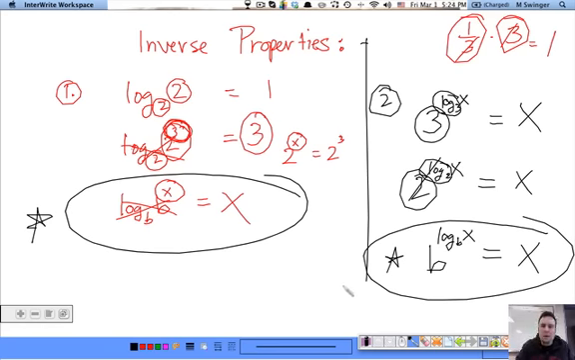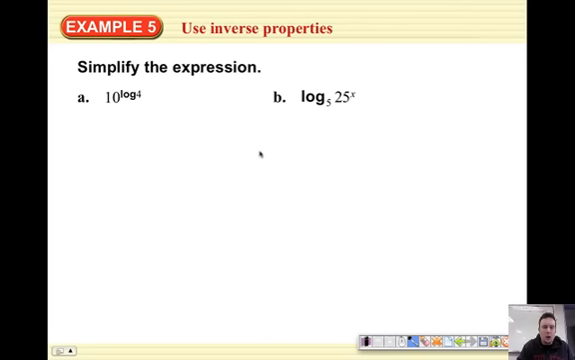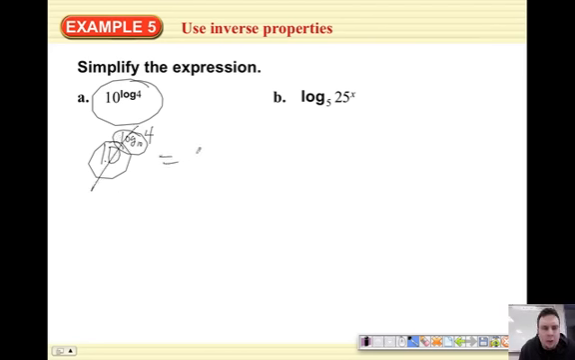Alright, here we go. 10 to the log of 4. Maybe it's easier to do the other one first. Log base 5 of 25, nah, it's easier with this one. What does this really mean? You don't see a base here, do you? This means log base 10. So this is 10 to the log base 10 of 4. Look at that, 10 to the log 10. Those two are inverses of each other. They cancel out, and your answer is 4.